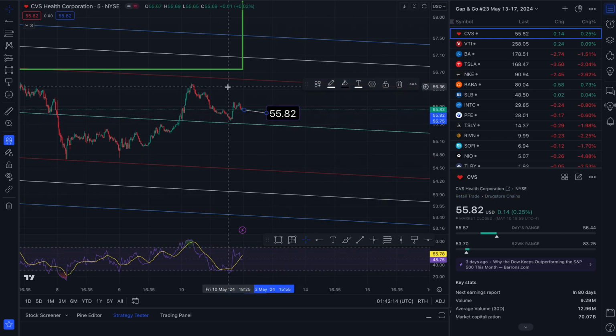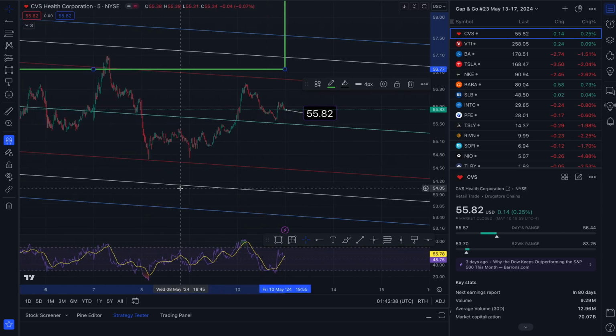55.82 is where we ended. To the north side, 56.53, 57.05. We start to tickle this gap to the upside at 57.57 here at 4 standard deviations. Support. Baseline 55.50, 54.47, 53.97, and 53.44.